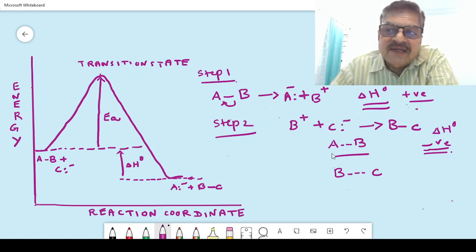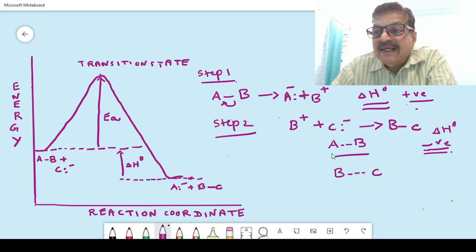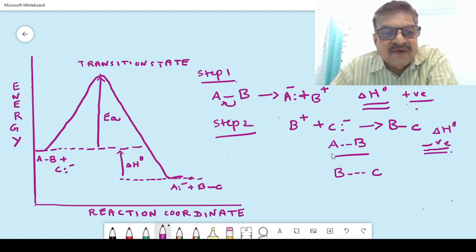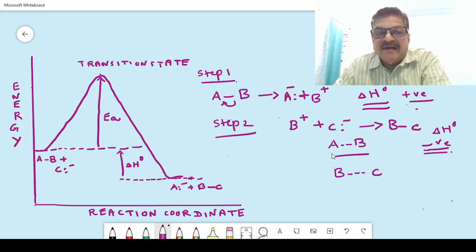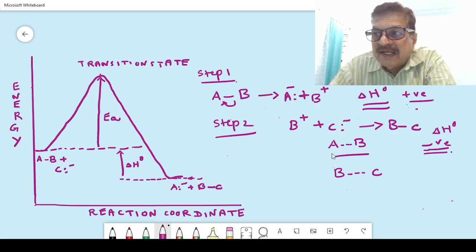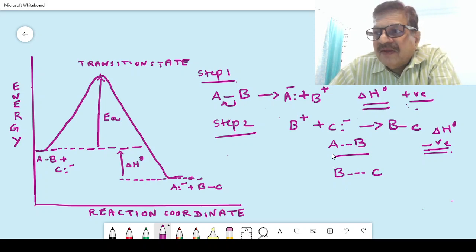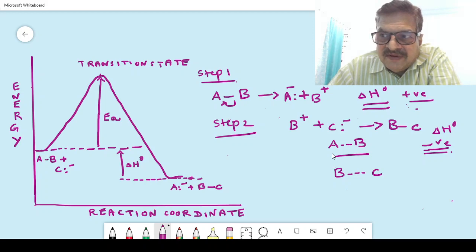Therefore, a higher energy transition state for step 1. What will happen? More energy is needed, so it will become the slower step of the reaction. That is, a higher EA means a slower reaction. You know that: fast reactions, lower EA; slow reactions, higher EA. So the higher energy transition state for step 1 makes it the slower step of the mechanism.